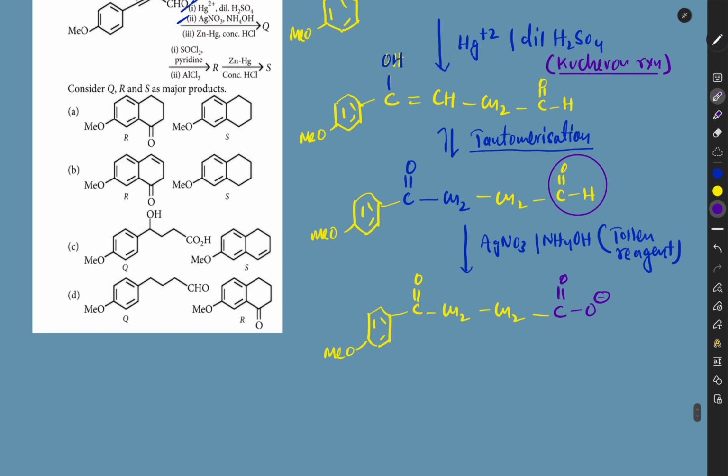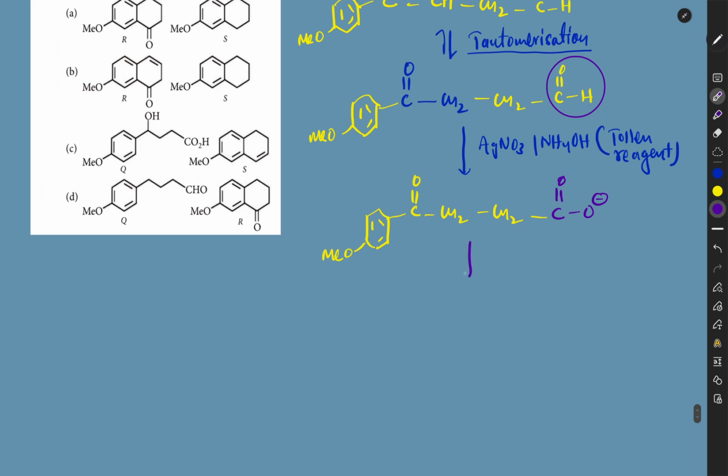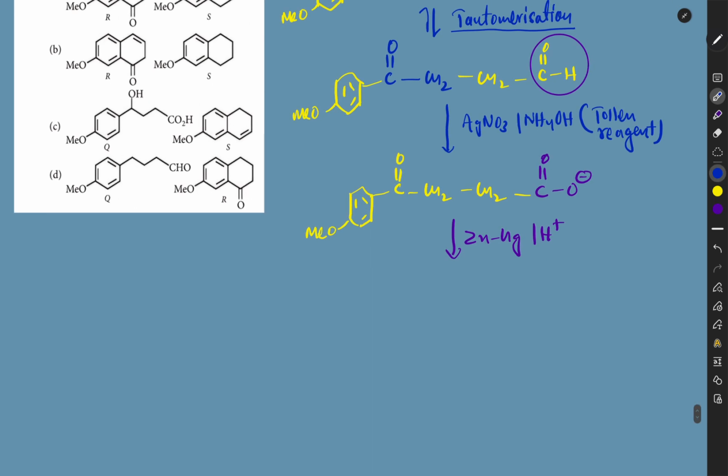Now after that, in the third step, this carboxylate ion which is formed is then treated with ZnHg in presence of concentrated HCl, right? So it is then treated with zinc amalgam in presence of HCl, which is a very famous reaction of carbonyl compounds known as Clemmensen reduction, right? So this will undergo Clemmensen reduction.